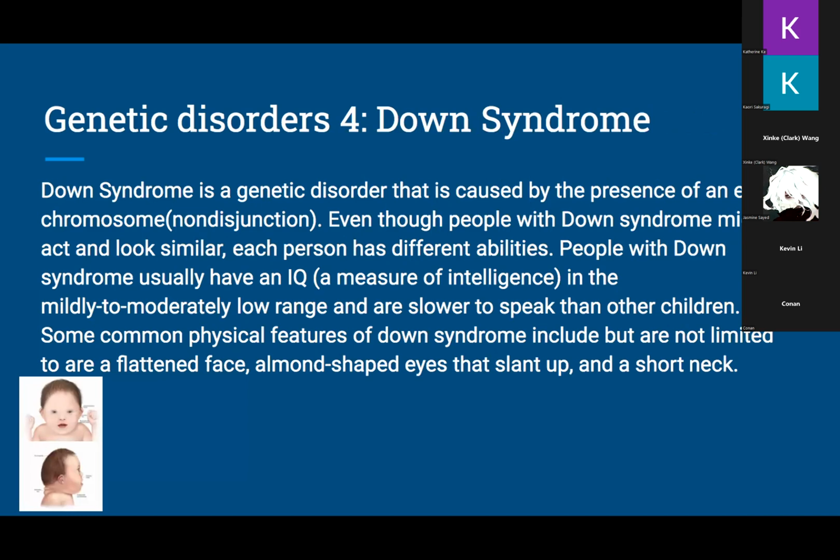Next, we're going to be talking about Down syndrome. Down syndrome is a genetic disorder that is caused by the presence of an extra chromosome, also known as non-disjunction. Even though people with Down syndrome might act and look similar, each person has different abilities. People with Down syndrome usually have an IQ, which is a measure of intelligence, in the middle to moderately low range and are slower to speak than other children. Some common physical features of Down syndrome include, but are not limited to, a flattened face, almond-shaped eyes that slant up, and a short neck.